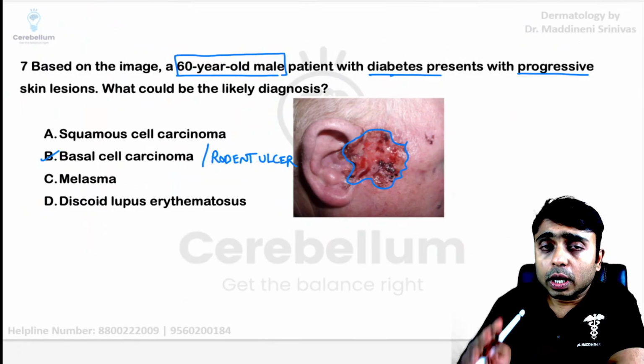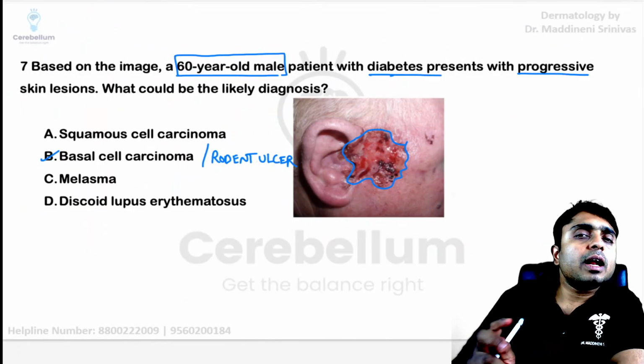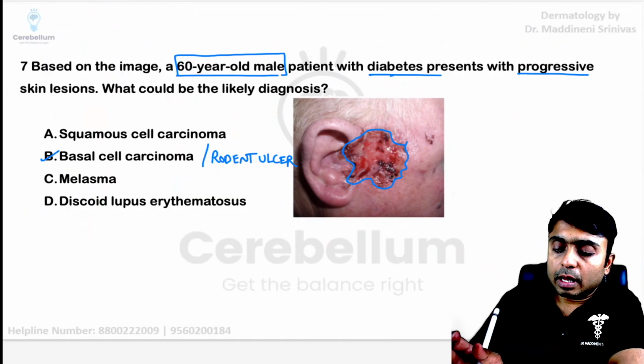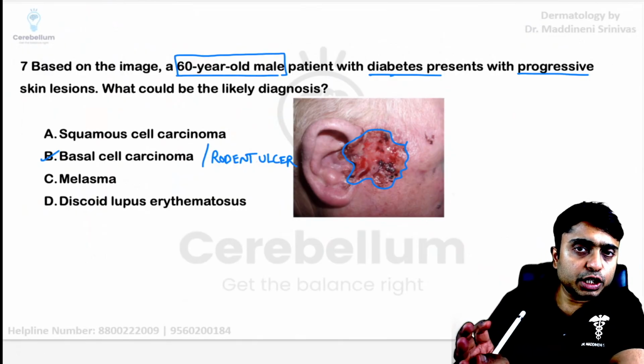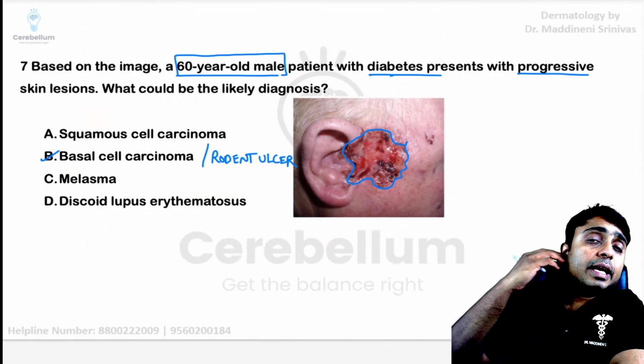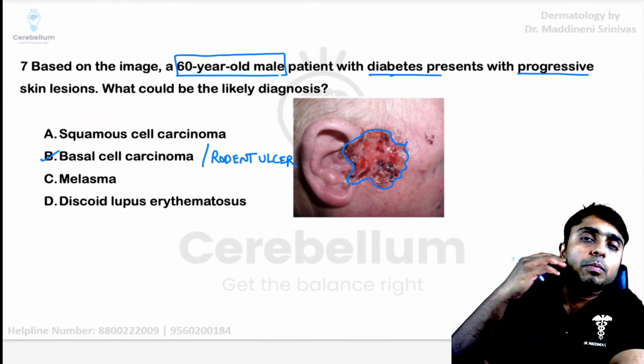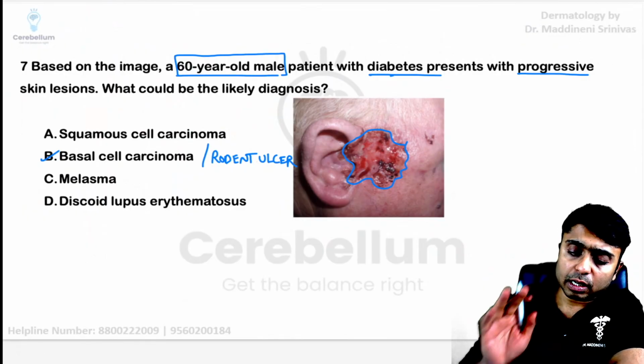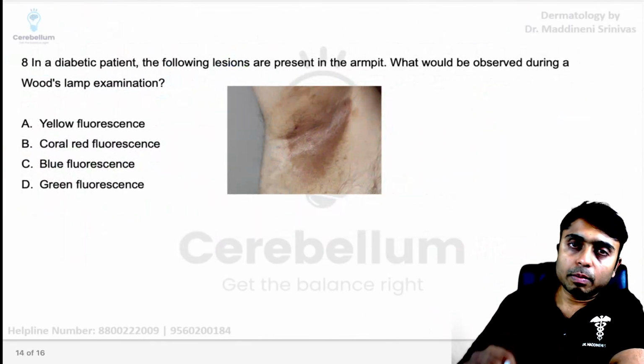Remember, this is a locally invasive tumor where there is a very, very low chance of metastasis. And whenever you see this kind of lesion, mainly above the line joining the angle of the mouth and the tragus, the diagnosis is going to be basal cell carcinoma. Very, very important for you to remember.